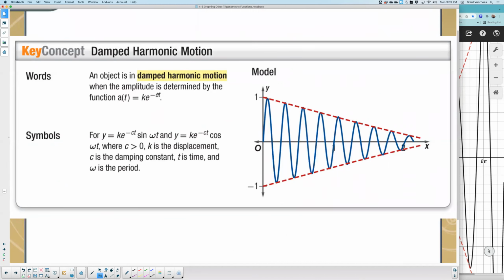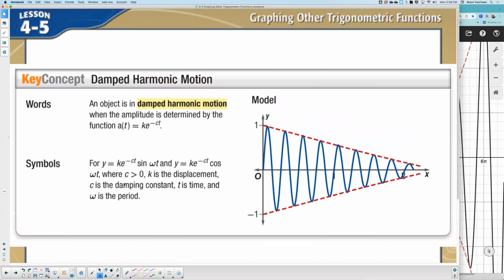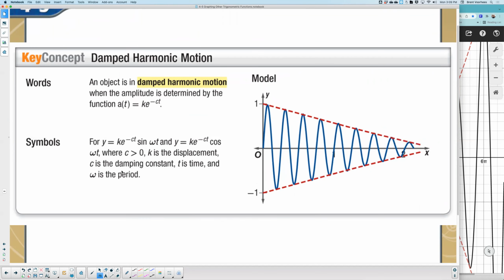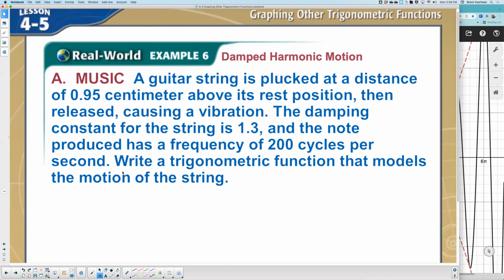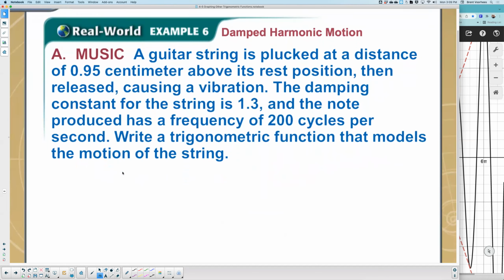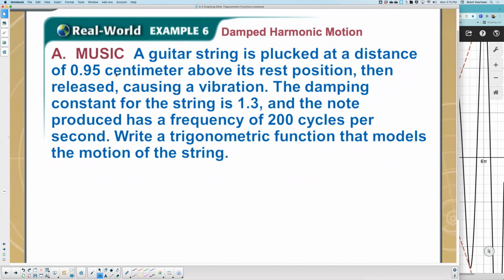So it's harmonic when the function follows this: when the damping factor is k times e to the power of negative ct. Okay, so that's quite a formula right there. And you can look at these. It's crazy stuff going on right there. But that's the equation that the mathematics would follow if you had harmonic music going on. So here it says a guitar string is plucked at a distance of 0.95 centimeters above its rest position. That's talking to you about the amplitude. Okay, so what we know right there is that the A is 0.95.